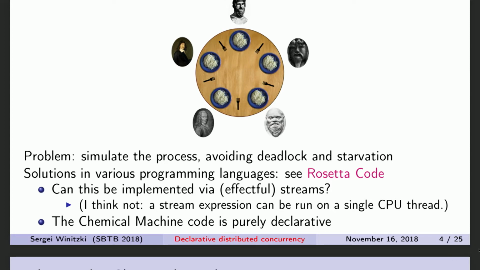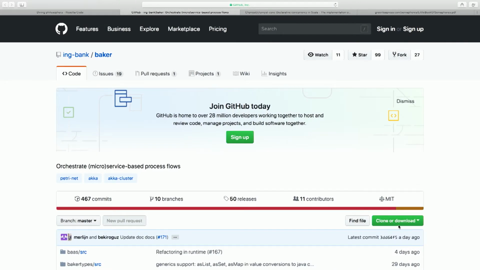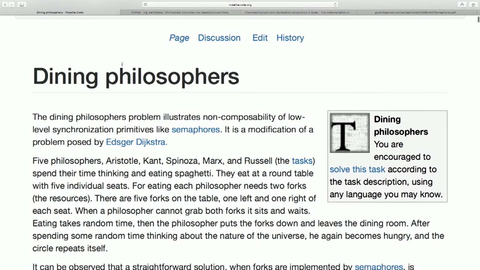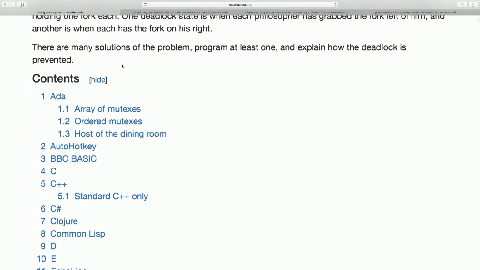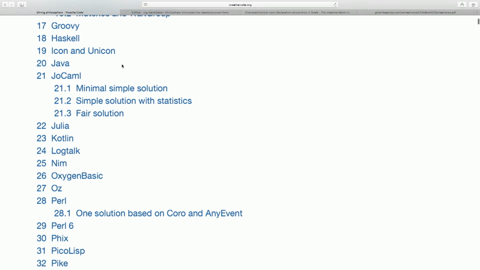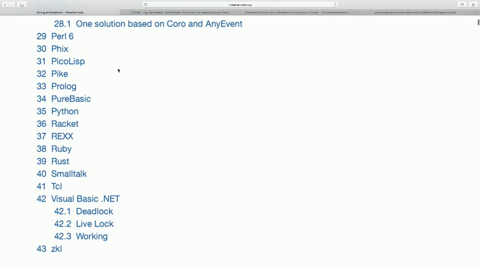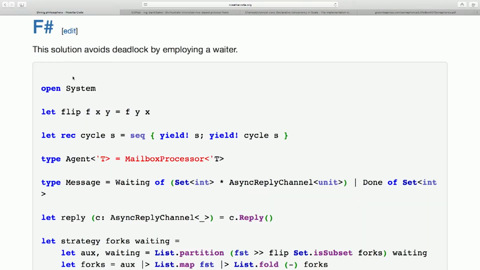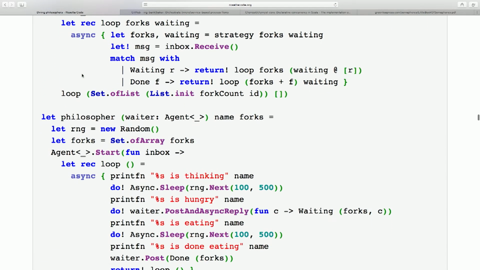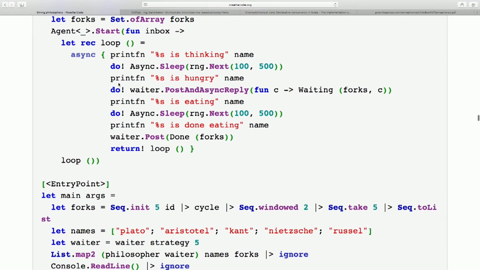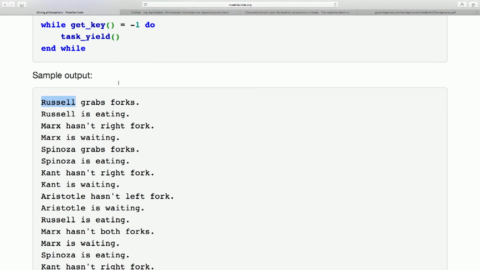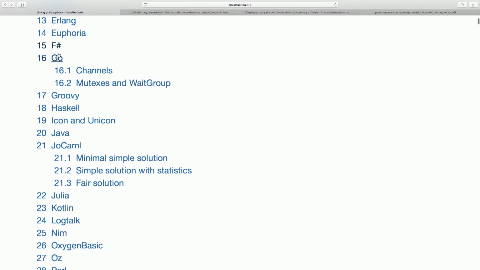Now, in different programming languages, I wanted to just show very quickly the solution. There is this great website called Rosetta Code, and it has solutions for different programming problems in very different programming languages. You see a lot of people contribute their favorite programming languages. So for example, let's take F#. Strategy, work, waiting, forks, philosopher, waiter, do, async, sleep, kind of complicated. Anyway, C++ is much worse. So it's not easy to simulate this problem, the dining philosophers.